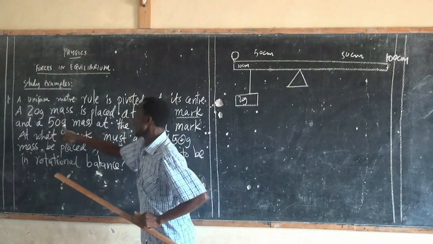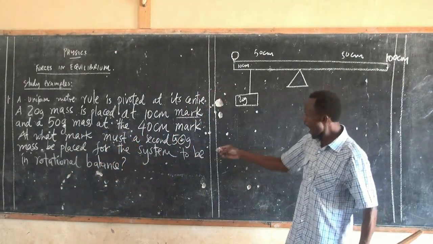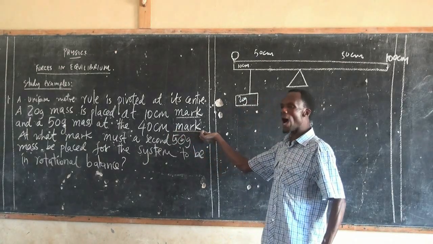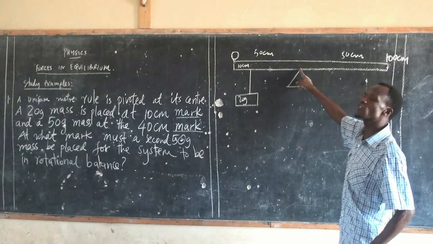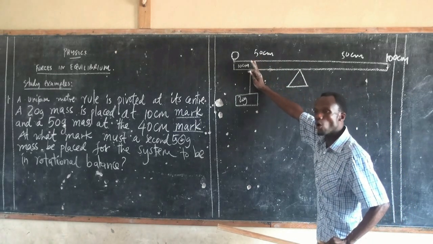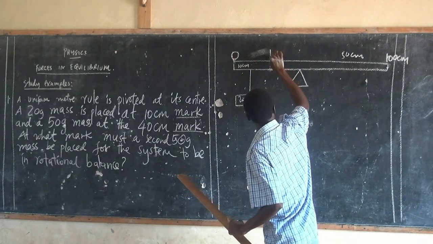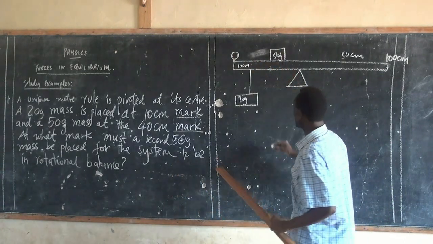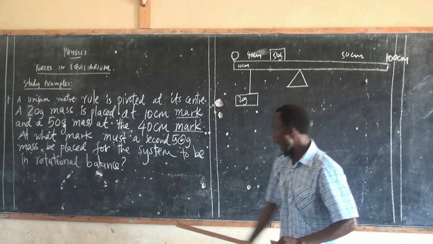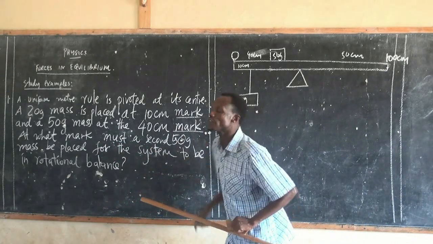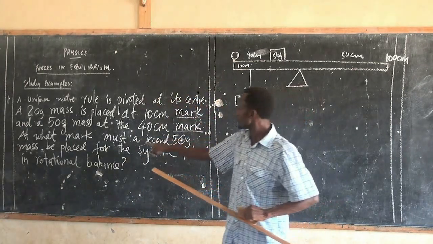And a 50 gram mass at the 40 centimeter mark. Now the other point we're talking about is the 40 mark. Remember from here up to here is 50. We're still on this side because 40 centimeters is around here. Now the other mass, let's say we have placed it here. This is the 50 gram, meaning from here up to here is the 40 centimeter mark. Now the question is, at what mark must a second 50 gram, the other 50 gram, be placed? Where will you put that other 50 gram?